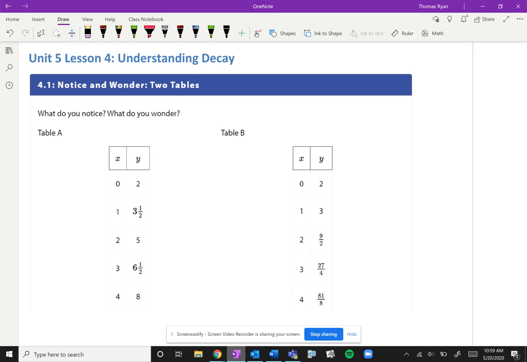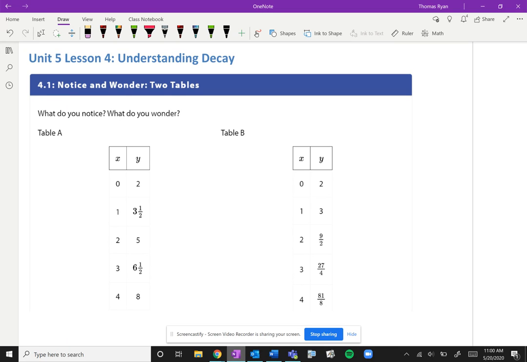You could probably wonder any range of things. I know I always wonder really two things when it comes to looking at tables. One, is the pattern going to continue? Is that going to be certain? And number two, what's going to happen when we get to really big X values like 20 or 40 or 100? I'm always curious about those things. But let's talk about some things that hopefully we notice from these two tables.